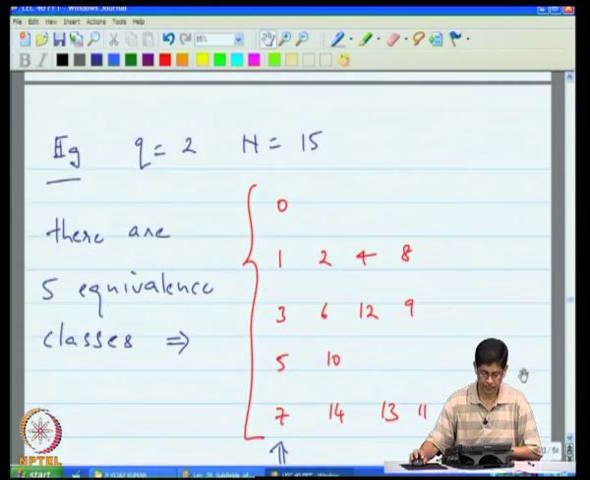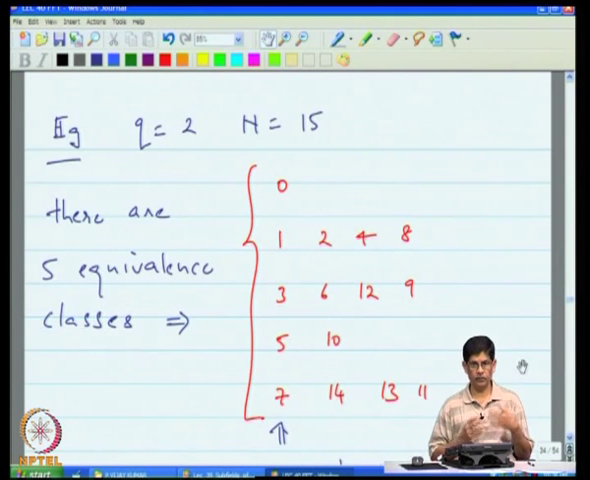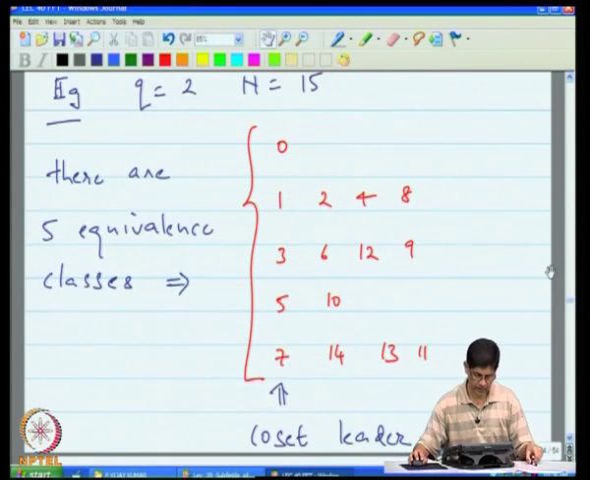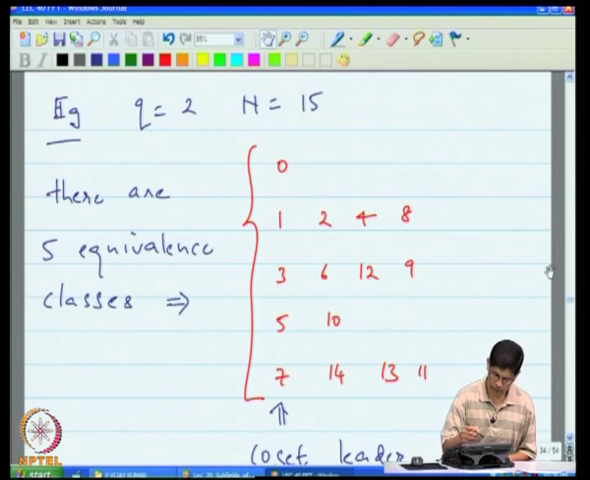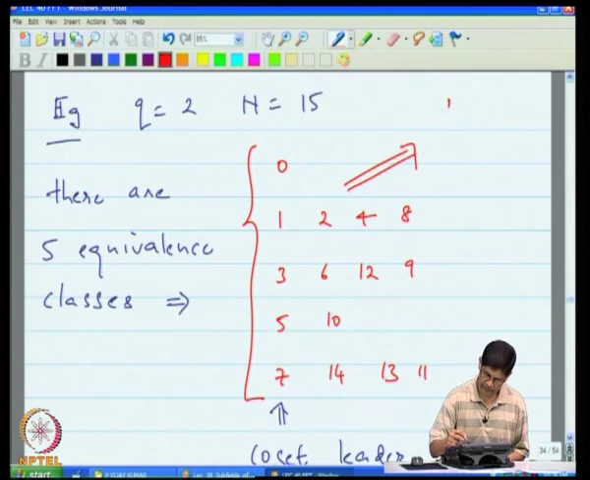Here is an example. Supposing q is 2 and n is 15. This is going to be our favorite set of parameters. You should think of all of these as now being frequencies.